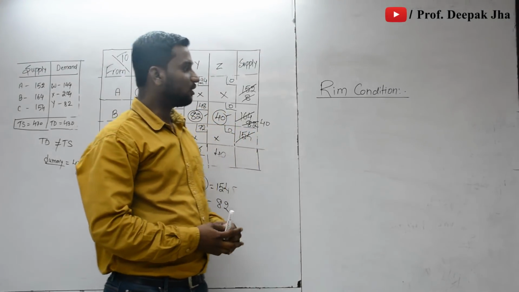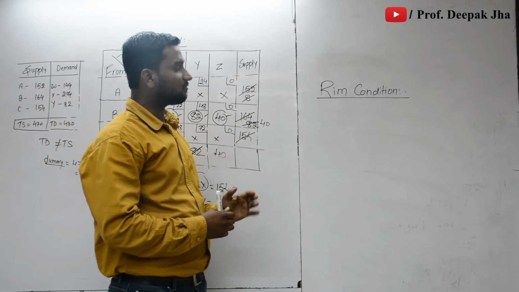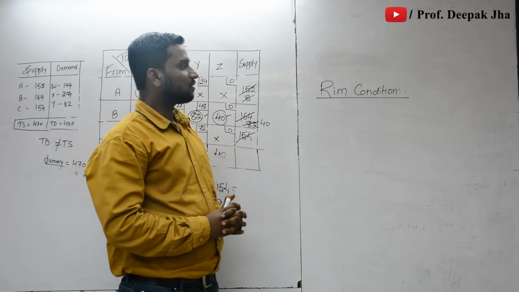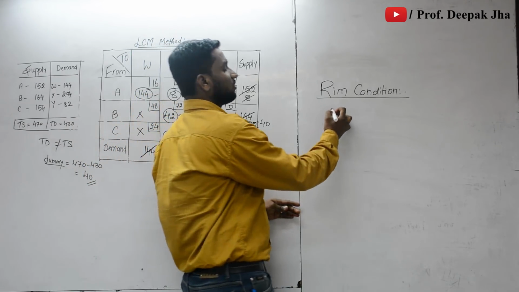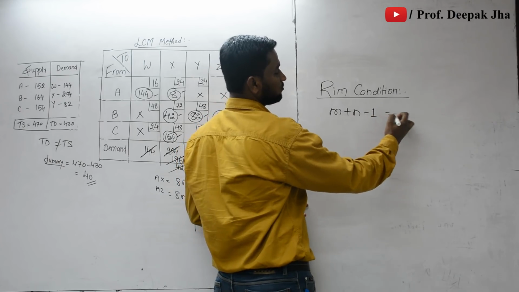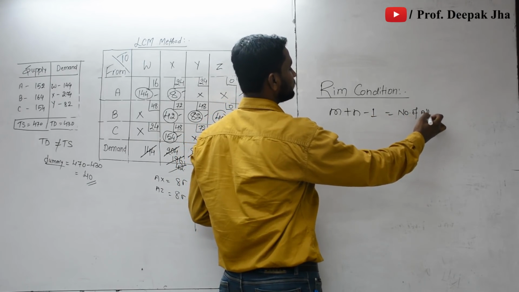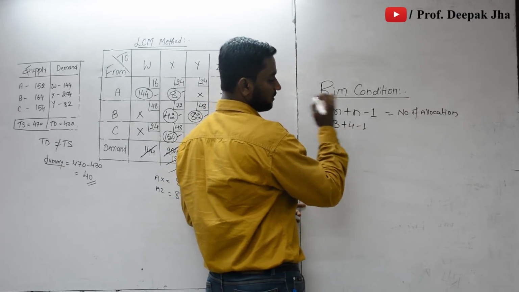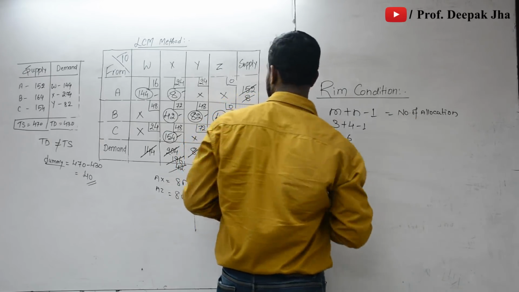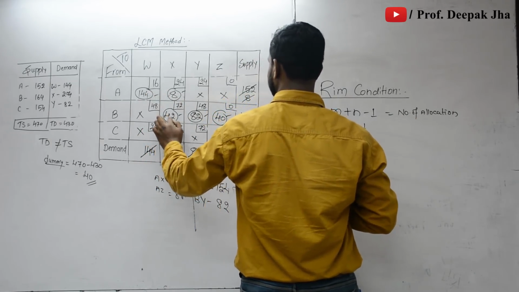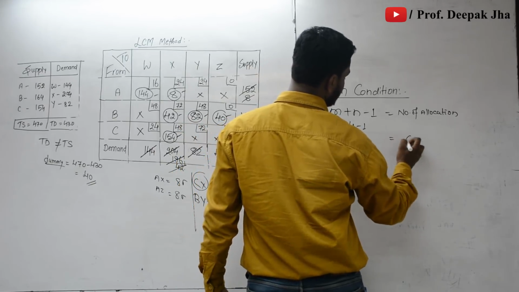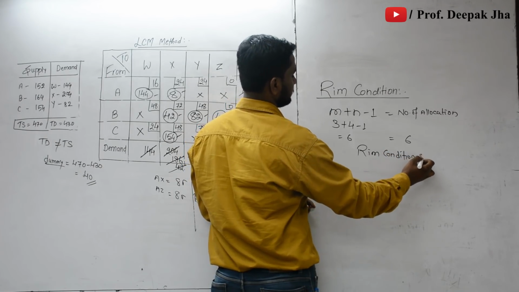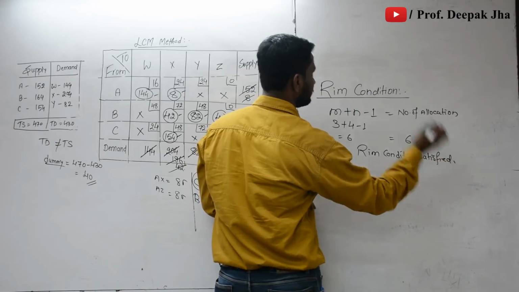Okay, so after finding the solution, you have to check the rim condition. The purpose of finding the rim condition is to check whether the problem is non-degenerate or not. So how to check rim condition? Your rows plus columns minus 1 should be equal to the number of allocations. So here rows were 3, columns were 4, minus 1 is total 6, and if you check the number of allocations, total allocations were 1, 2, 3, 4, 5 and 6. That is also 6. So we can say rim condition is satisfied. Means this problem is non-degenerate.